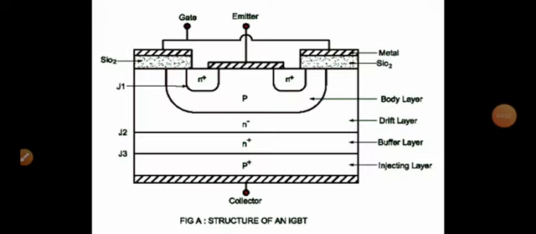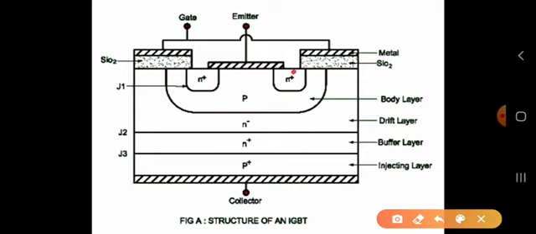Now look at this diagram. This is the structure of the power IGBT. So what can you see on this diagram? How many layers are there, and how many junctions? The number of layers are 1 2 3 4 5, 5 layers are there, and the junctions, see here, these are the junctions: 1 2 3 4, 4 junctions are there.